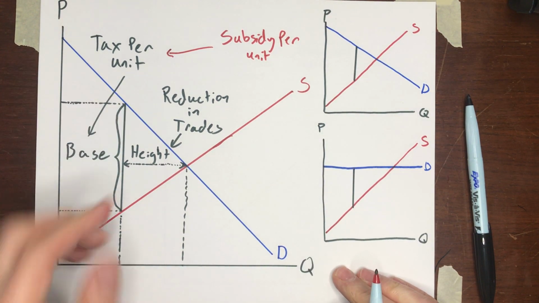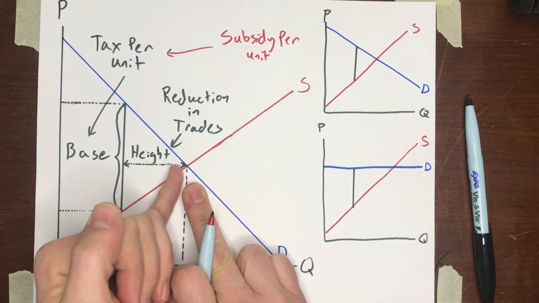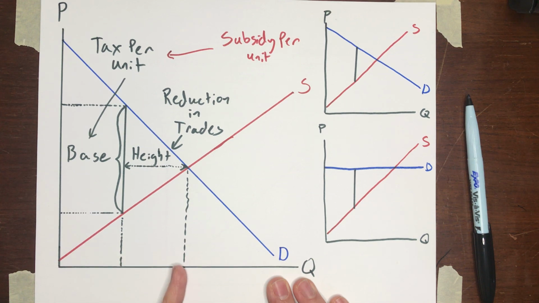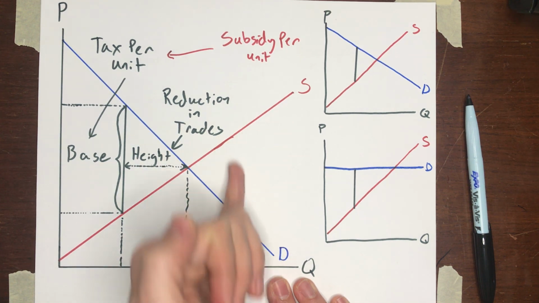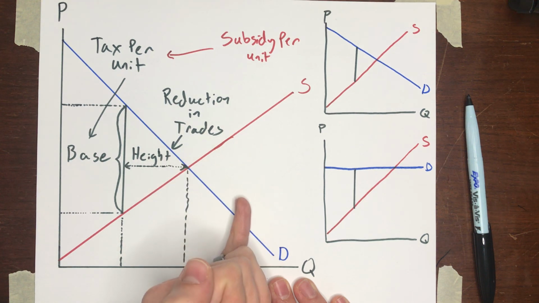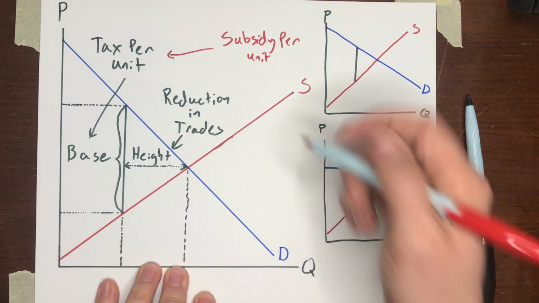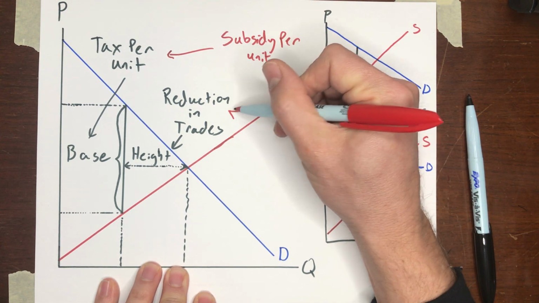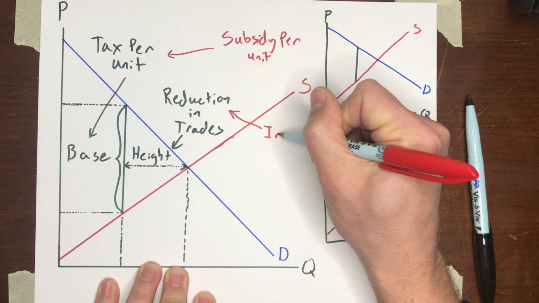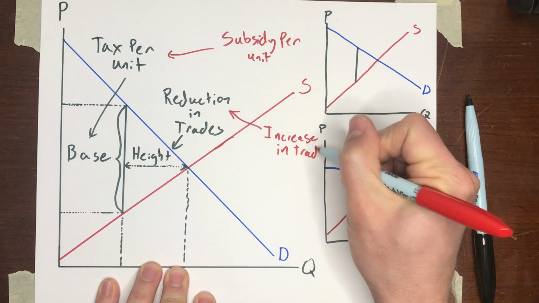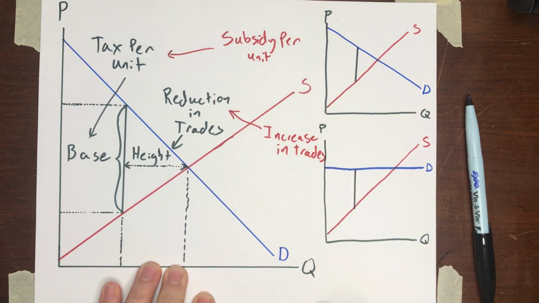Okay? And if there's a tax, you have a reduction in trades. You're trading fewer units than you would in equilibrium. But if the wedge is on the other side of equilibrium, as it is with a subsidy wedge, you're actually increasing the number of trades. So with a subsidy, the height is going to represent the increase in trades. And then you could go through that, making that same set of statements in part B.